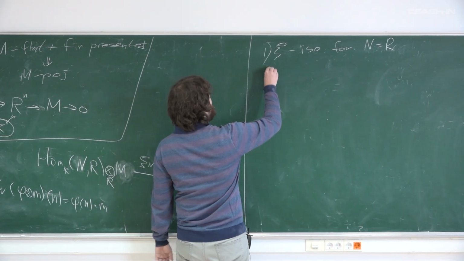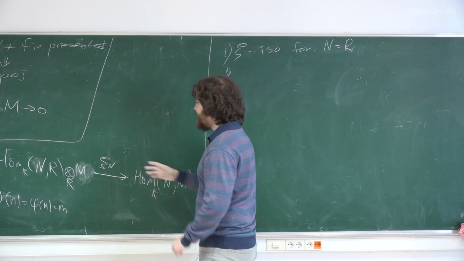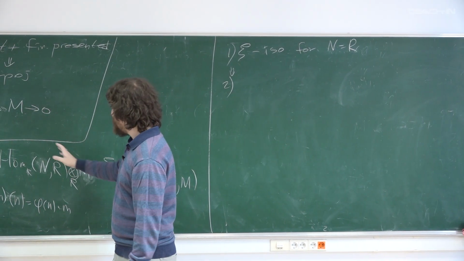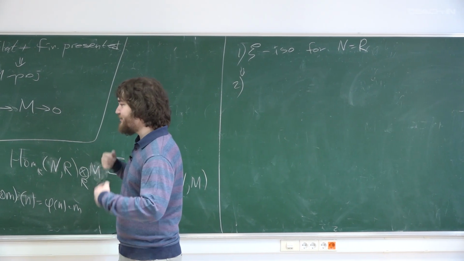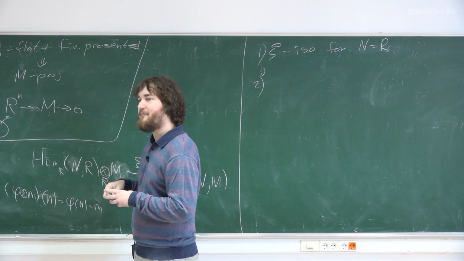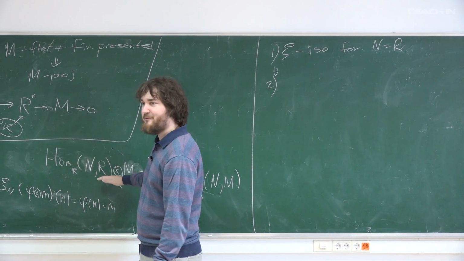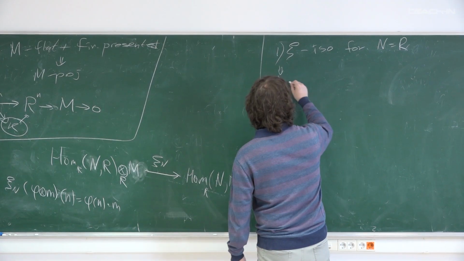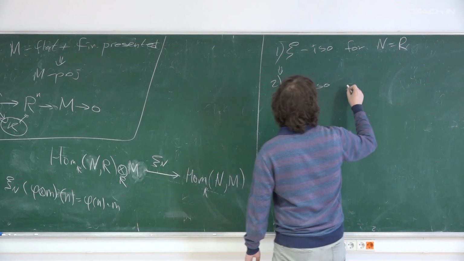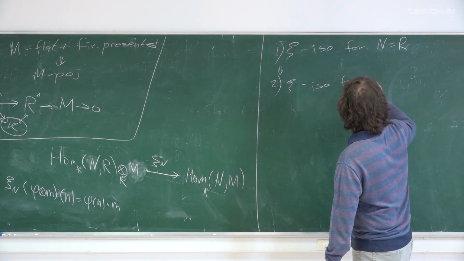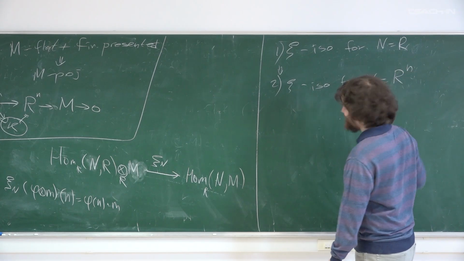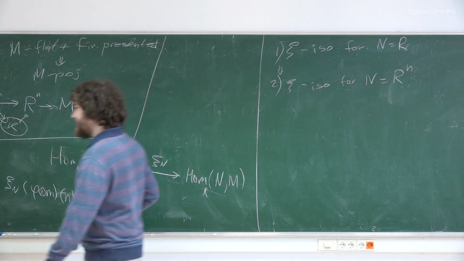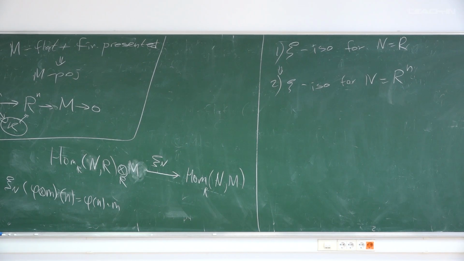From the first step, we obtained that if xi is an isomorphism for N1 and for N2, then it's also an isomorphism for the direct sum, because it will be the direct sum of isomorphisms. And so this is an isomorphism for free finitely generated modules, for N equal to R^n, a direct sum of these isomorphisms. And so now I obtain that it's an isomorphism for finitely presented modules N.